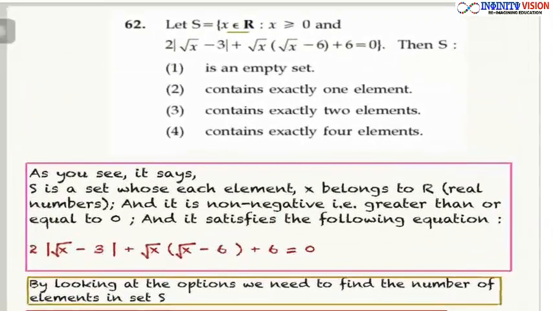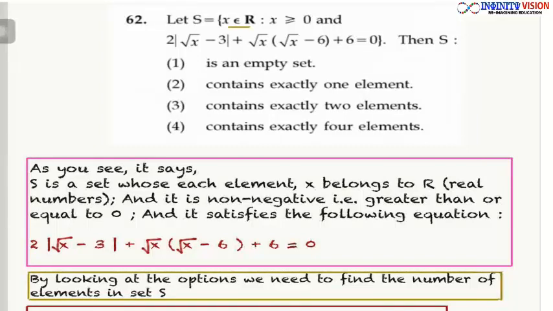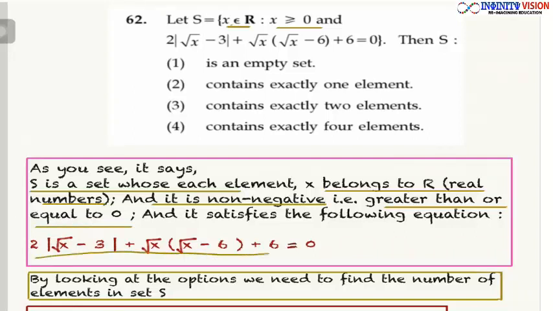Let's look at question number 62. It says that S is a set whose each element x belongs to the real numbers R, and is non-negative, that is, greater than or equal to 0, and it also satisfies this equation: 2|√x − 3| + √x(√x − 6) + 6 = 0.